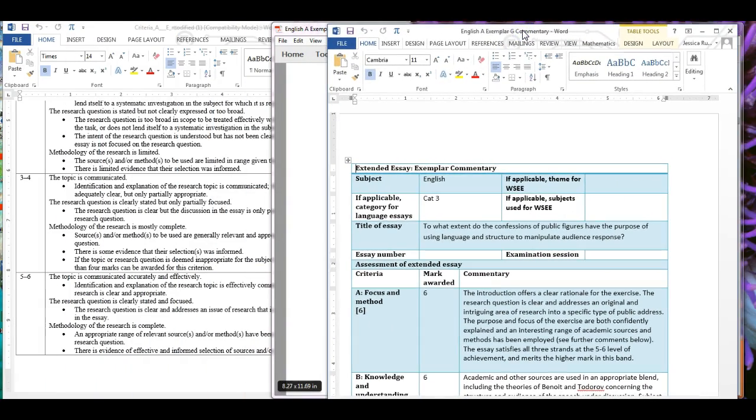Okay, so if we look at this one, out of 6 points it received a 6. The introduction offers a clear rationale for the exercise. The research question is clear and addressed at an original and intriguing area of research into a specific type of public address. The purpose and focus of the exercise are both confidently explained, and an interesting range of academic sources and methods has been employed. See further comments below. The essay satisfies all 3 strands at the 5-6 level of the achievement and merits the higher mark of the band.